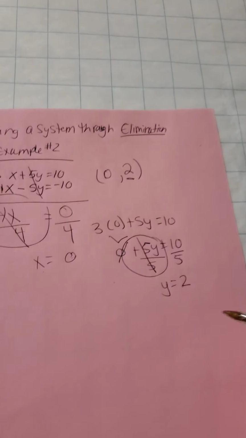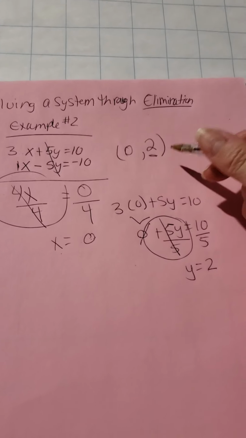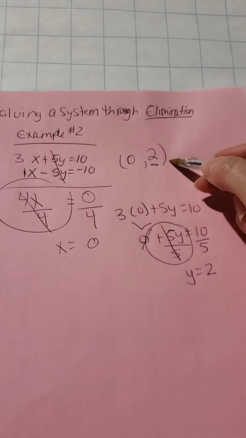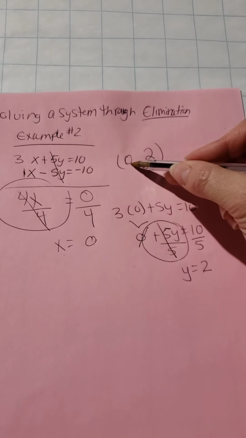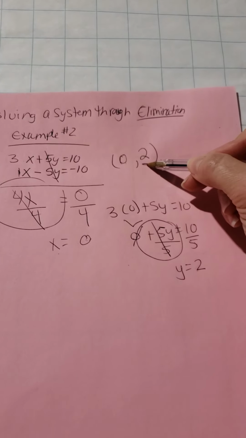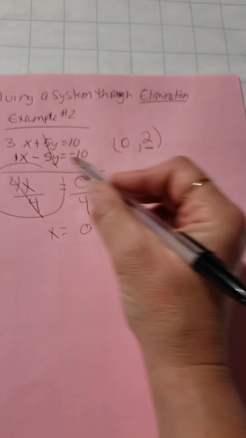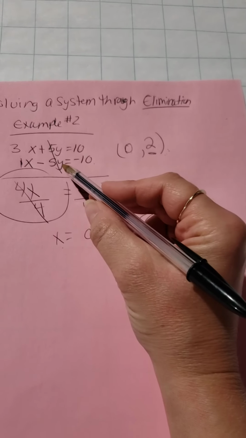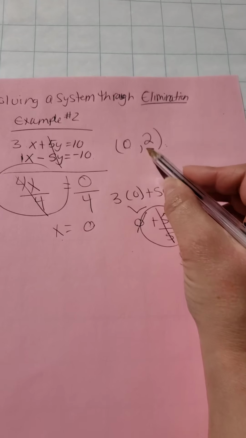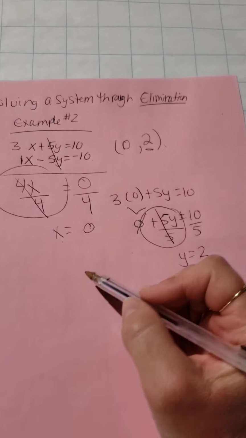Now, remember, I've said this in a lot of videos. You have to check your solution. So how do you do that? Well, you replace the x with 0 and the y with 2. And you see if it's true. So we're going to use the second equation here. And I'm going to replace the x with 0. And I'm going to replace this y with 2. And I'm going to hope that when I'm done, it equals -10.